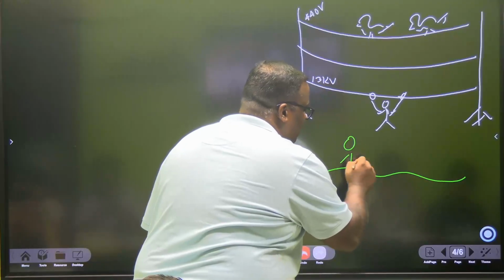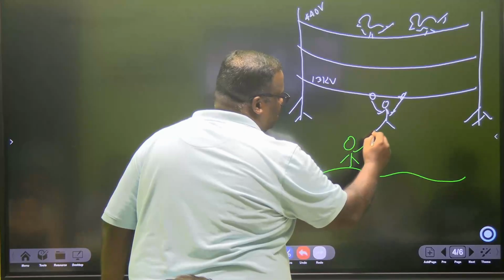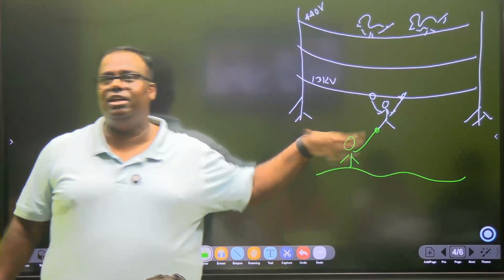Now I'm standing here, or his best friend Ali is standing here, and he says, "Yaar, tera juta kitna acha lag raha hai," and he touched him. Both will be fried in one moment.